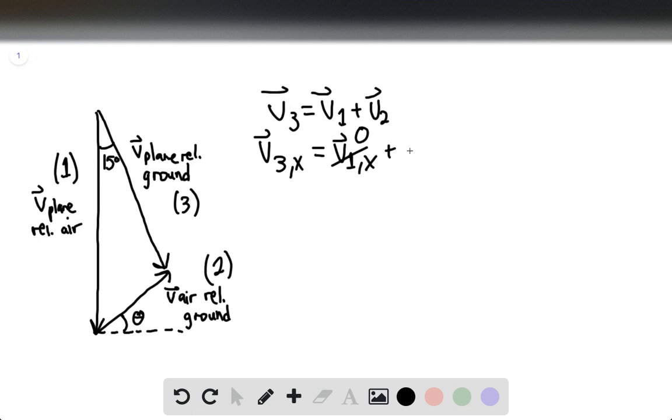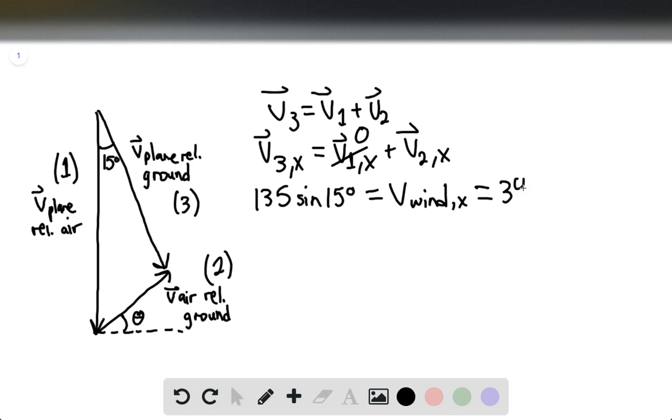We know that v sub 3 in the x is going to be equal to 135 kilometers per hour sine of 15 degrees. And then this v sub 1x is going to be equal to 0 because, again, you can see here all of the magnitudes in the y direction. And then here it's going to be simply v wind x. So this will be the wind speed in the x direction. And we find that this is going to be 34.94 kilometers per hour.